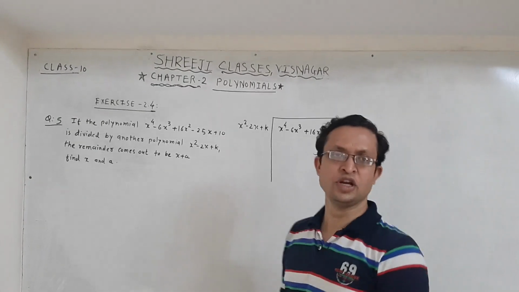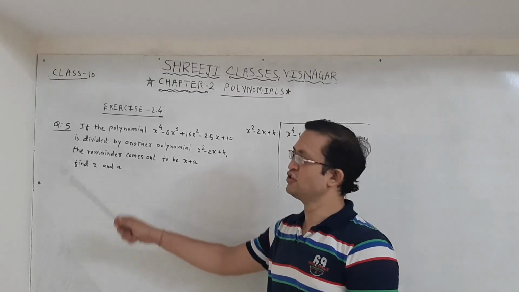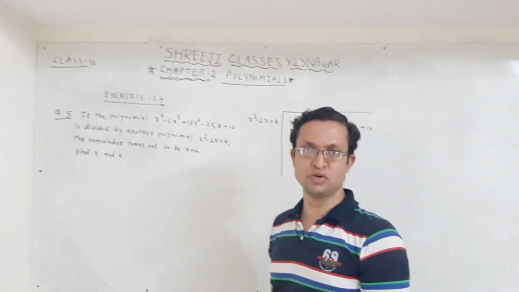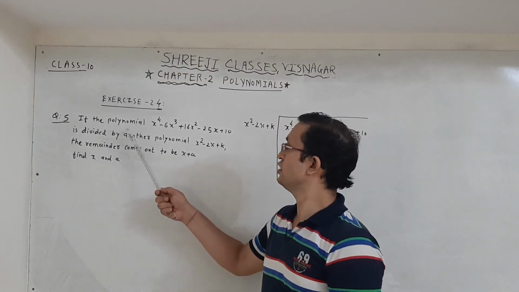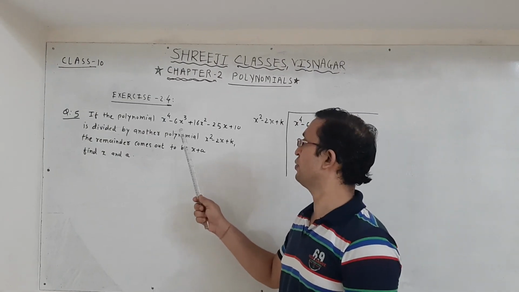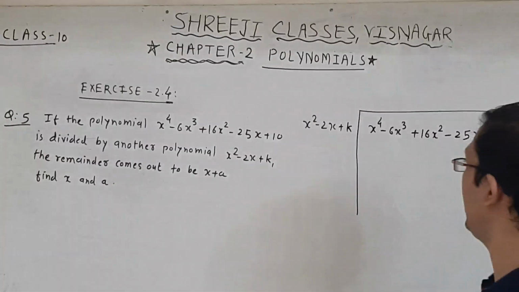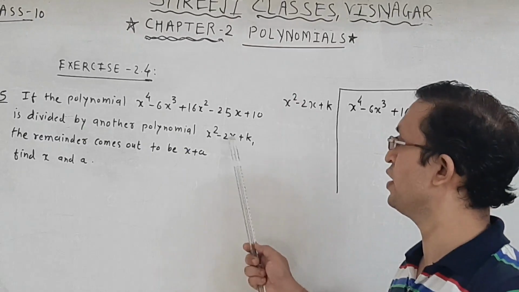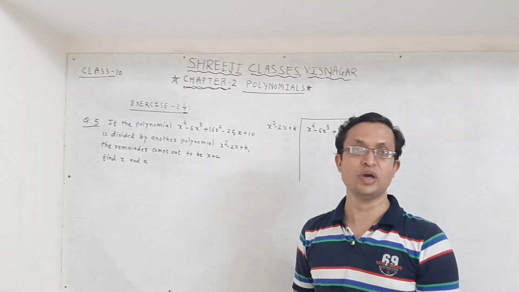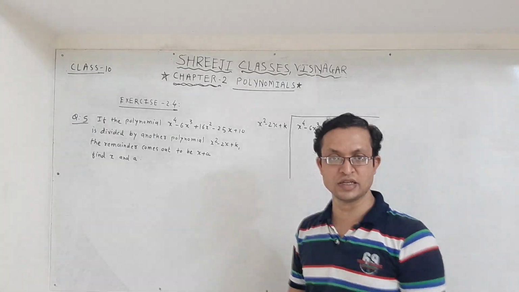Today we start chapter 2, polynomials, exercise 2.4, question number 3. This is the last question of this exercise in the chapter. If the polynomial x raised to 4 minus 6x cube plus 16x square minus 25x plus 10 is divided by another polynomial x square minus 2x plus a, the remainder comes out to be x plus a.